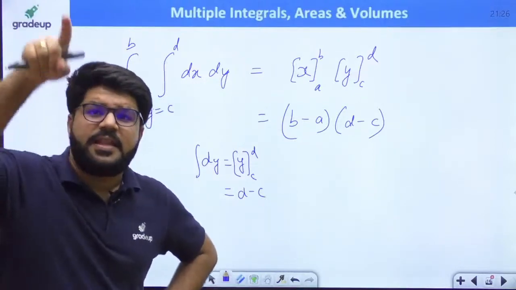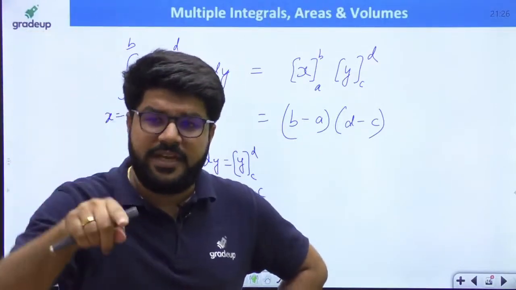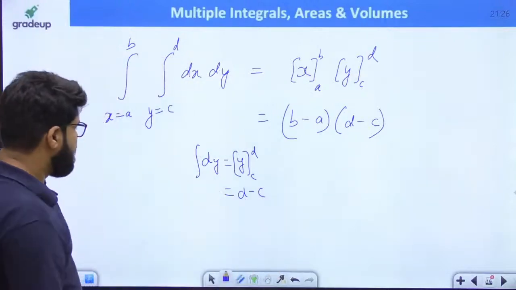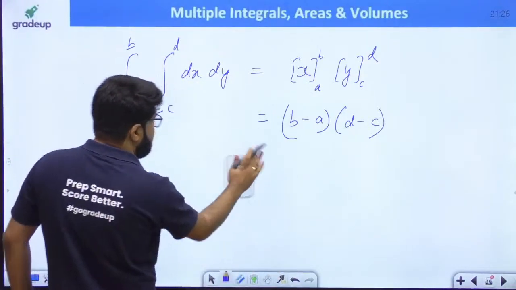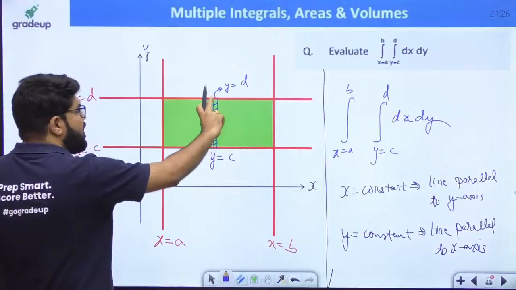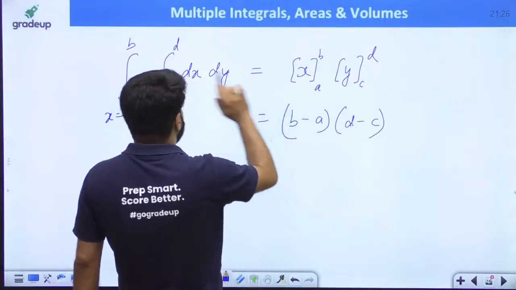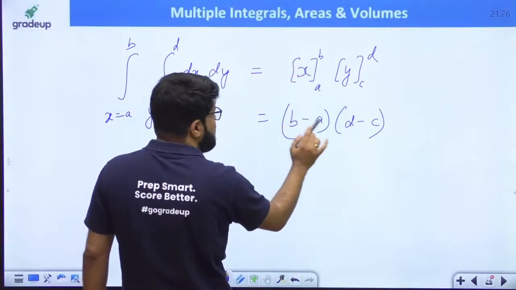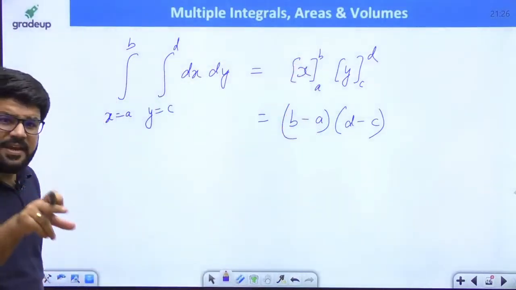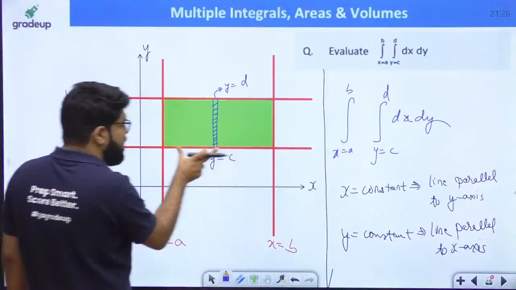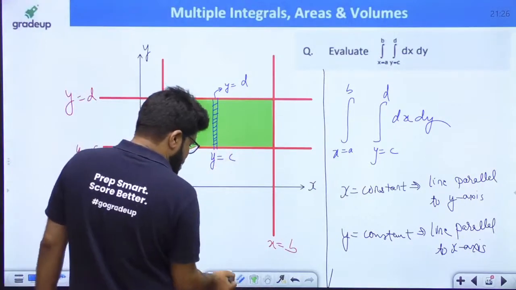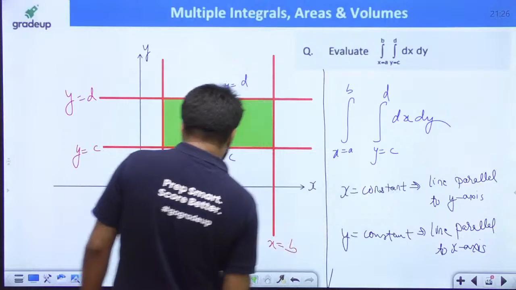That means you get the height of the region entirely. Then this vertical strip is slid horizontally, and we integrate with x. The integral dx is x, and after solving, b minus a. Meaning the second integral is giving you b minus a. The second integral is giving you what?